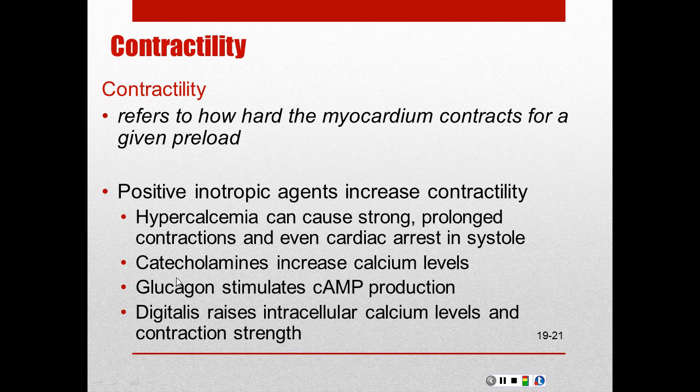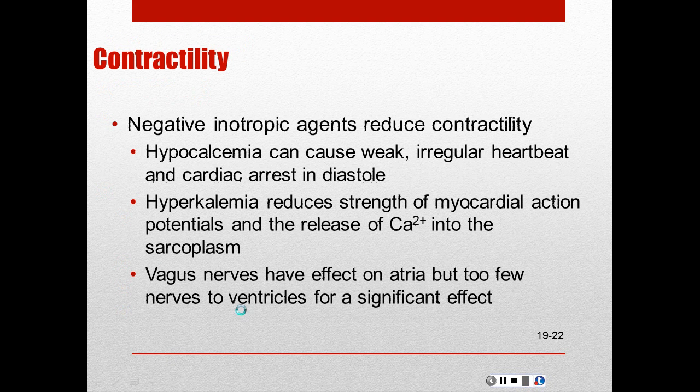Then we have glucagon. Glucagon exerts an inotropic effect by stimulating our cAMP production. Now, a solution of glucagon and calcium chloride is sometimes used for emergency treatment of heart attacks. Digitalis, which is from the foxglove plant, also raises the intracellular calcium level and is used to treat congestive heart failure.